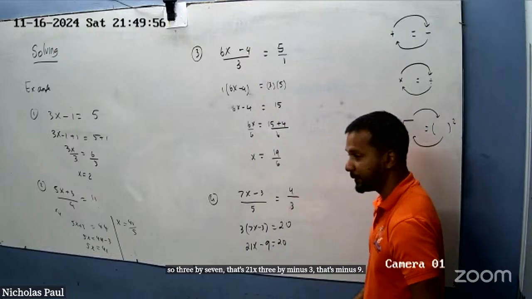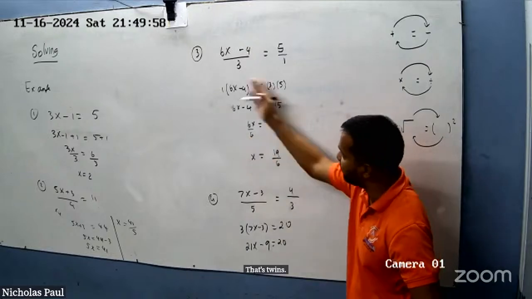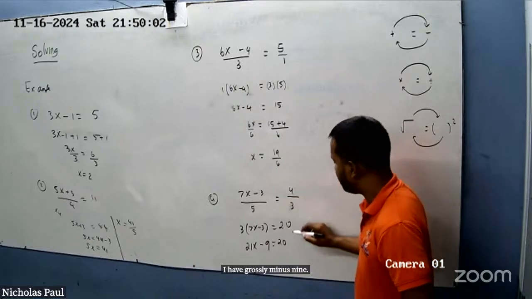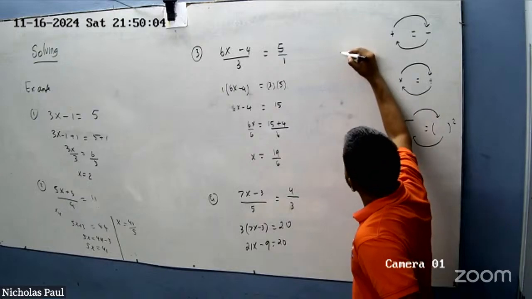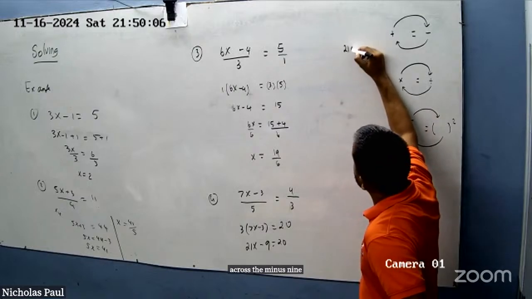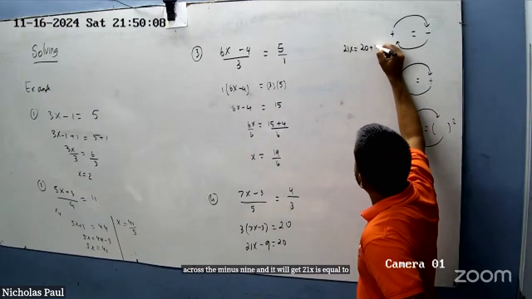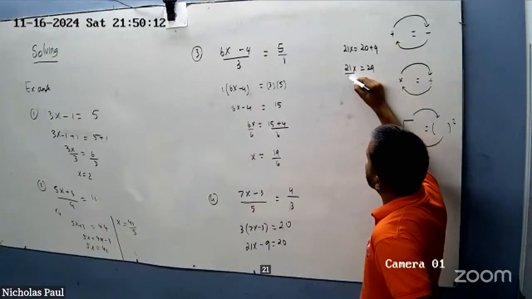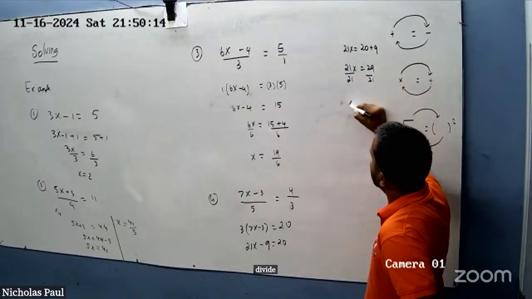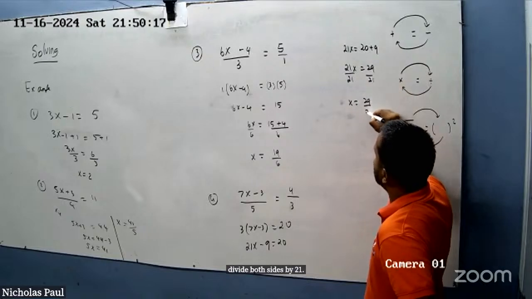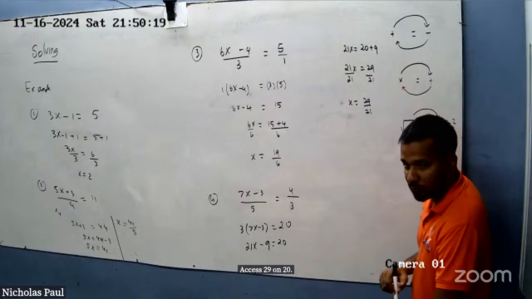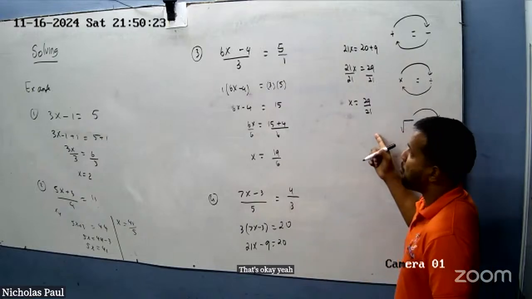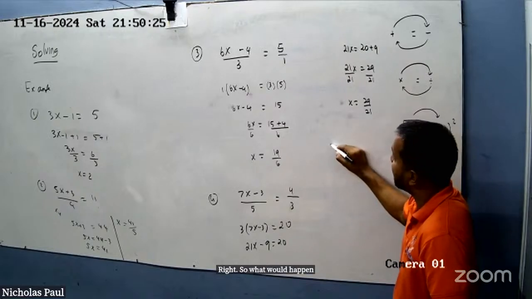That's 20. When you reach here, it should be familiar. Carry across the minus 9, and you will get 21x is equal to 20 plus 9. 21x is 29. Divide both sides by 21. X is 29 on 21. Is that okay? Right.